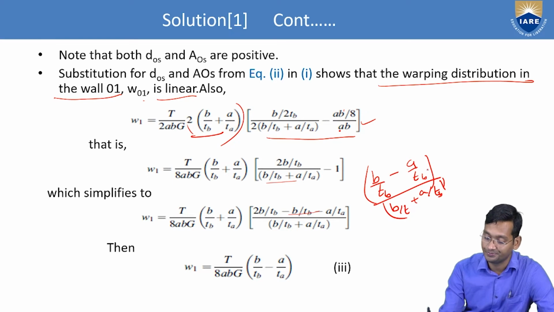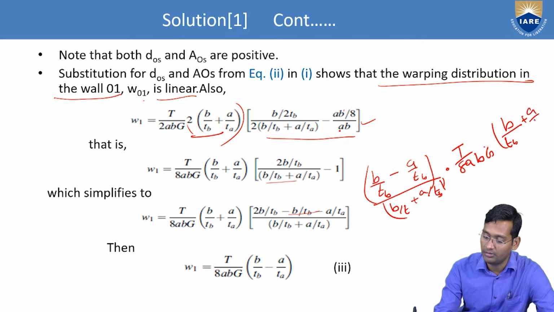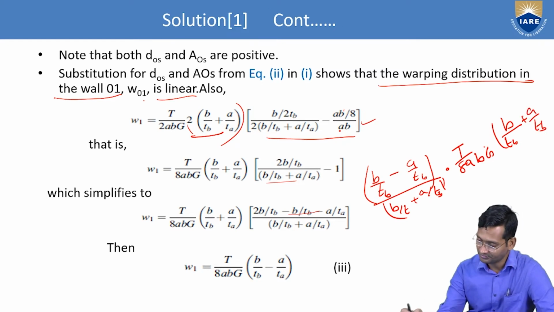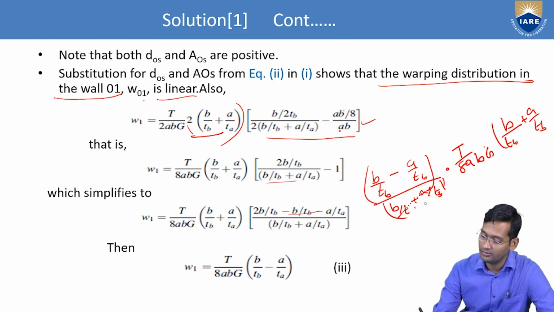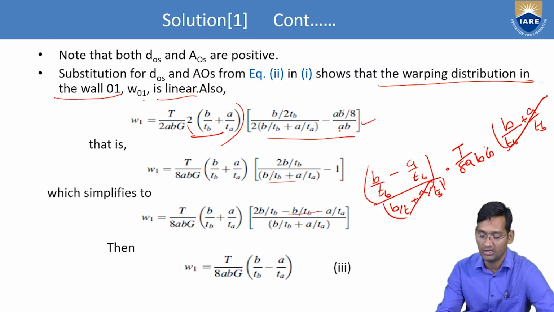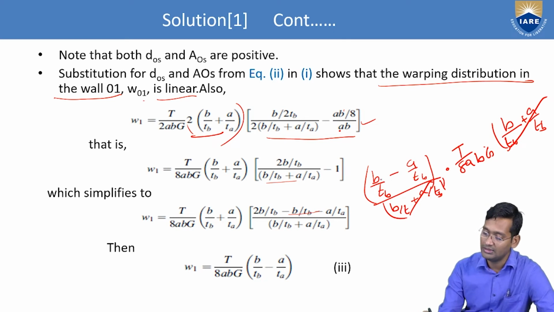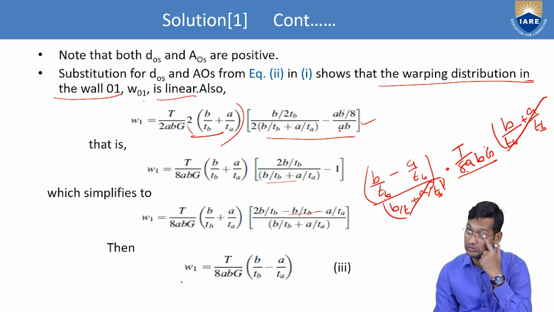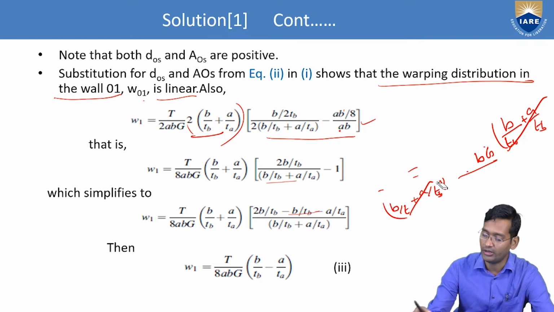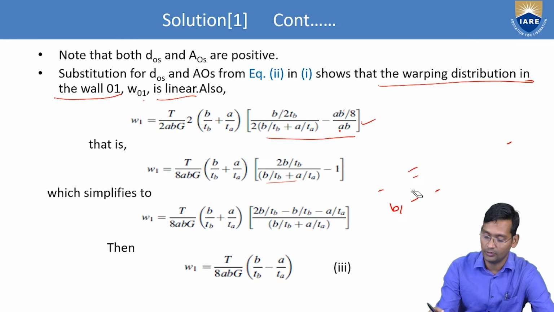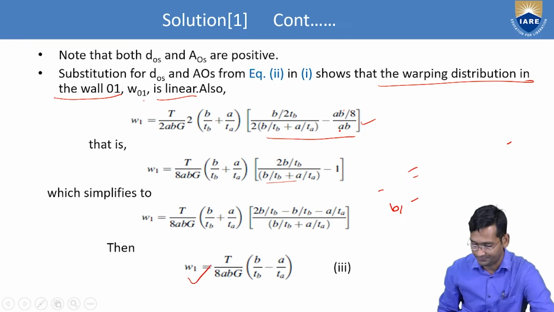Then this term into T by 8ABG into B by TB plus A by TB. So this B by TB plus A by TB whole term will get cancelled. After simplifying, B by TB minus A by TB into T by 8ABG is left. So this is your W1. Okay, so now we got W1.